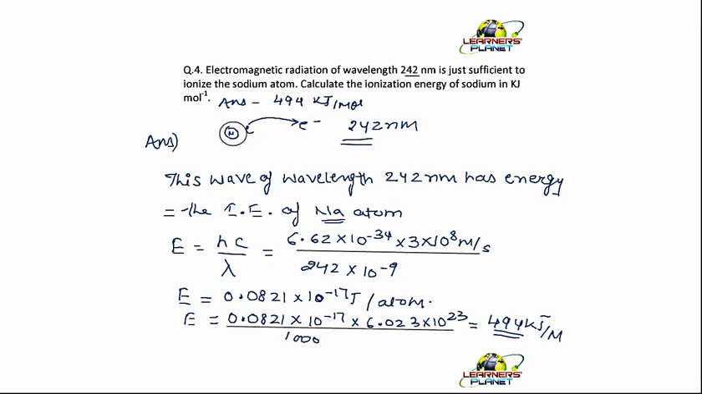So this was also a simple question, I suppose. It's just that the wavelength is given. You should know that if something is given with a wavelength or frequency and such type, and it is just sufficient to ionize, it means it is saying the ionization energy.